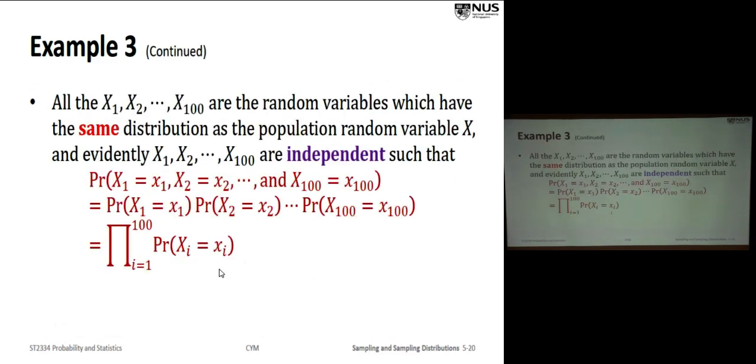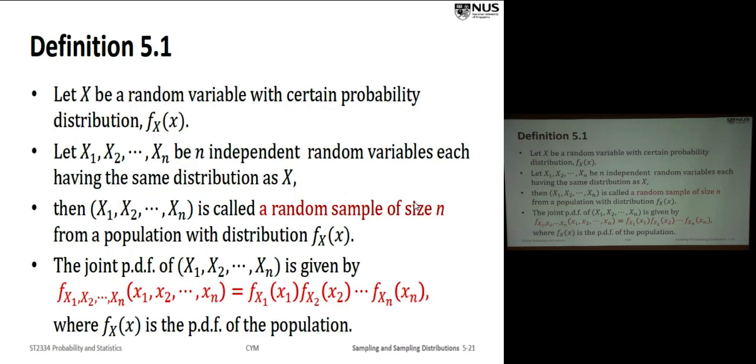And this is just a product notation. So what this means is the product for i from 1 to 100 of the probability that capital Xi is equal to little xi. So this statement in the middle line is equivalent to the product notation on the line below. So this is the joint distribution of this finite sample. Okay, let's have a look at this definition.